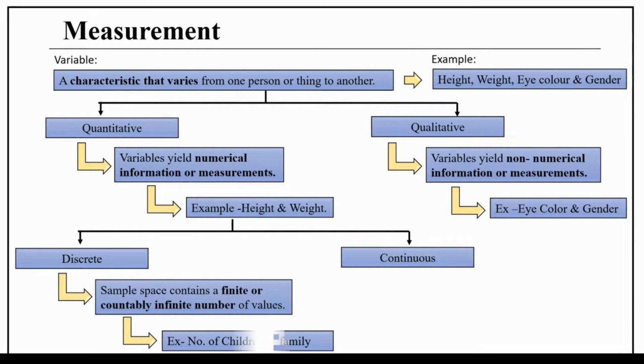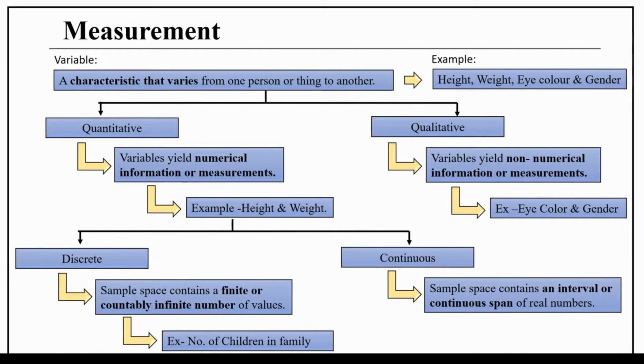Now a continuous variable is defined as a sample space containing an interval or continuous span of real numbers. Or we can say in simple words, a continuous variable can take any value within the range of the scale. For example, the time to respond to a question is a continuous variable since the scale is continuous and not made up of discrete steps. Say the response time could be 1.5 seconds. Other examples of continuous variables are height, weight, temperature, etc.